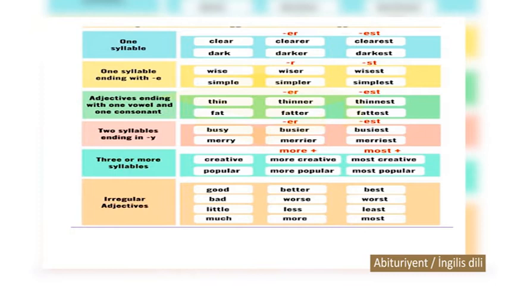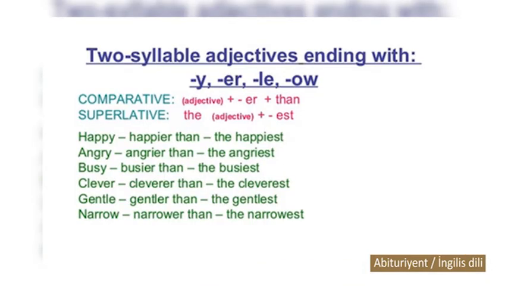And then bisyllabic adjectives that end with Y, ER, take ER, EST for their comparative and superlative degrees. Only two-syllable adjectives ending with Y, ER, E, and OW. For example, busy, busier, the busiest. Then lucky, luckier, the luckiest. Clever, cleverer, the cleverest. Narrow, narrower, the narrowest.